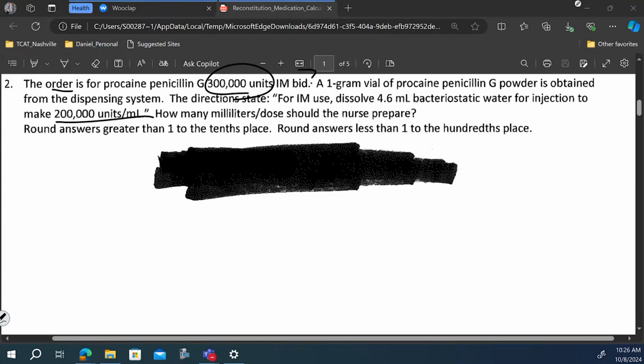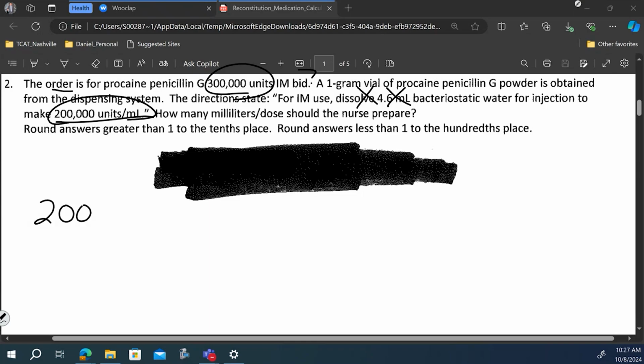So all the information you need is this is my known, this is what I desire or ordered. I don't need any of the other information. The 4.6 milliliters of bacteriostatic water is just facts that don't help me. All they do is tell me, if I was a nurse, how much I'm supposed to put in there and physically mix. They don't tell me any information about solving for the dose. So it doesn't change what we do. We do the same thing we always do.